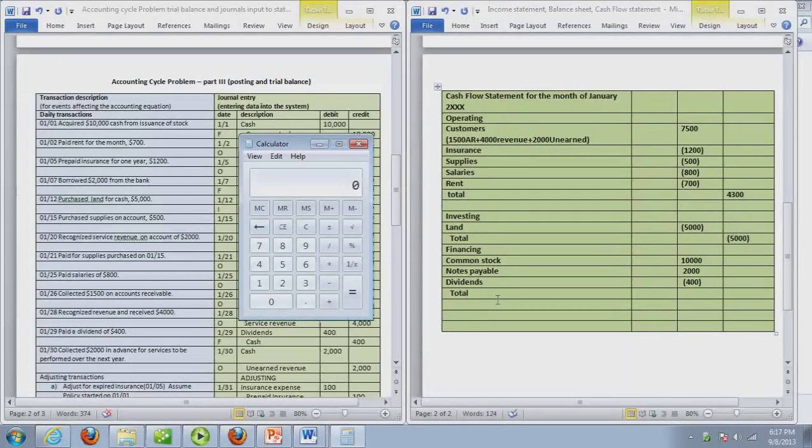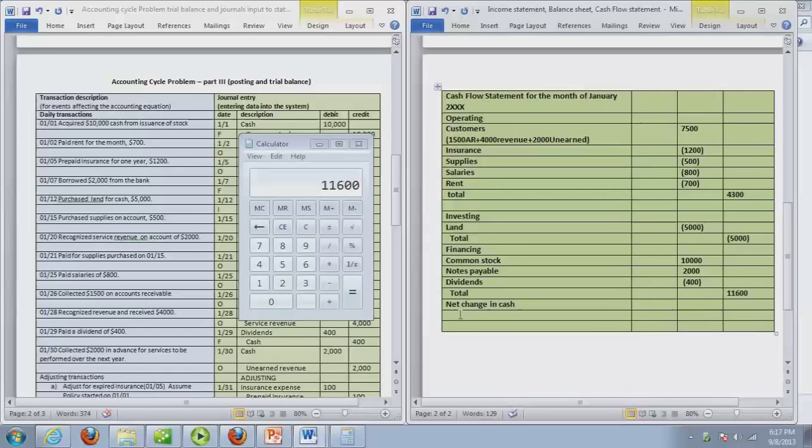So we'll do the calculation. So I've got 10,000 plus 2,000 minus 400. Nope, I don't think that's right. I think I made a mistake when I did this, so let's do this again. Yeah, we got 12,000 inflows minus 400. Okay, 11,600. That sounds a little better. Okay, then we're going to do the net change in cash, and then we'll check and see if it in fact agrees with what we're showing on my trial balance.